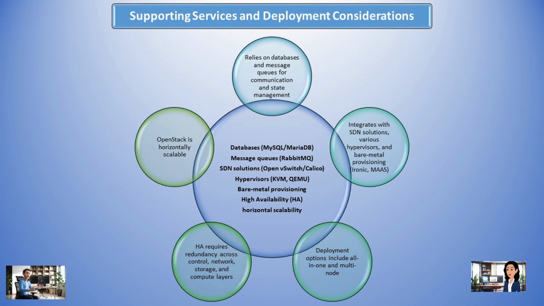Makes sense. How do you do that? Well, for the control plane, you typically run multiple instances of the key services like the APIs, the scheduler, the database access behind a load balancer. So if one API server dies, traffic goes to another. Exactly. You also need a highly available database cluster, usually 3 or more nodes, so the central state isn't lost if one database server fails.